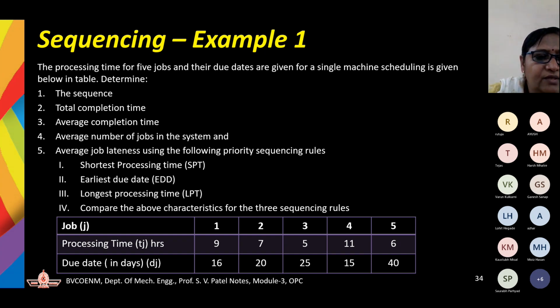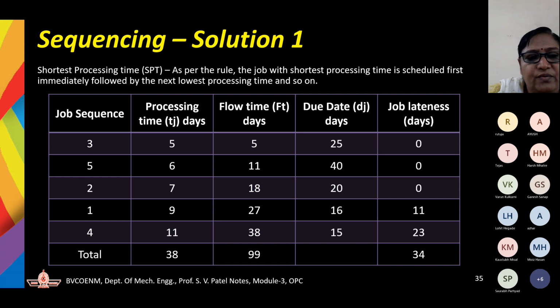So let's check in 3, 5, 2, 1, 4. In this sequence, we need to process the jobs. First we are going to process job number 3. It requires 5 days from the date which has been mentioned, so the flow time will be 5 days. The due date is also mentioned over here, which was given in the previous slide. So job lateness we are going to calculate over here. Okay, so in this way we are having SPT.